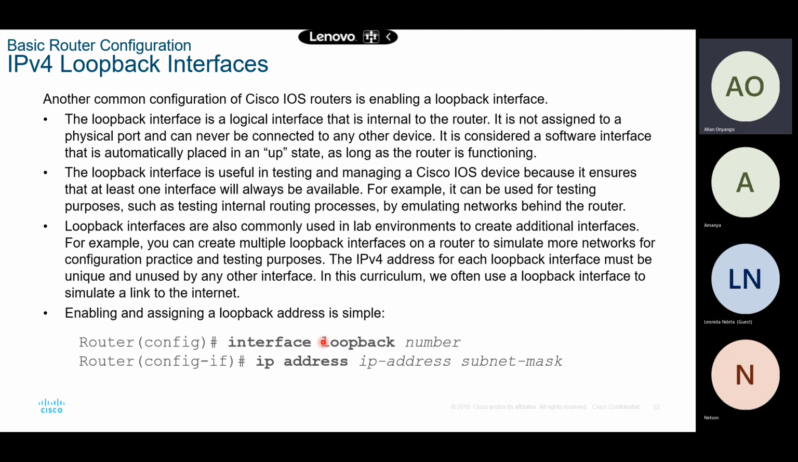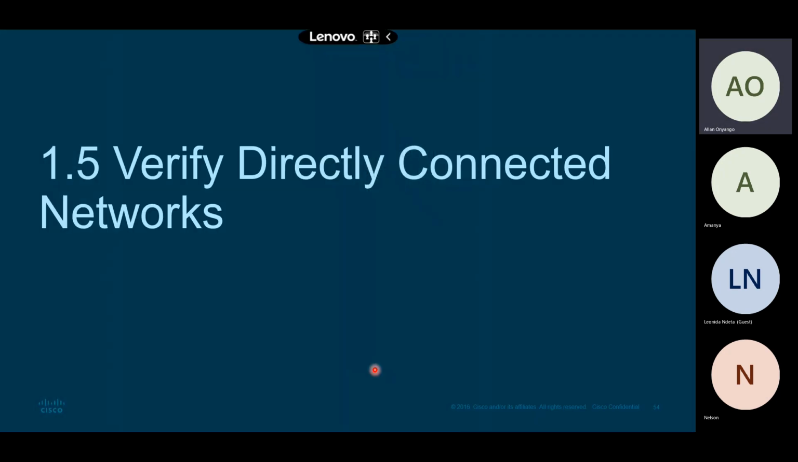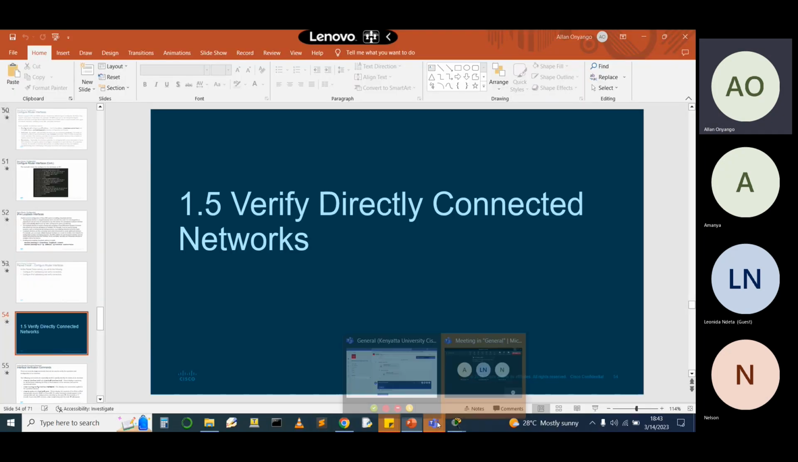Once you create the loopback interface, assign it an IP address just like any other, saying IP address, subnet mask, and even IPv6. And today we're going to create some loopback interfaces. Don't worry about that. So let's do some configurations here.